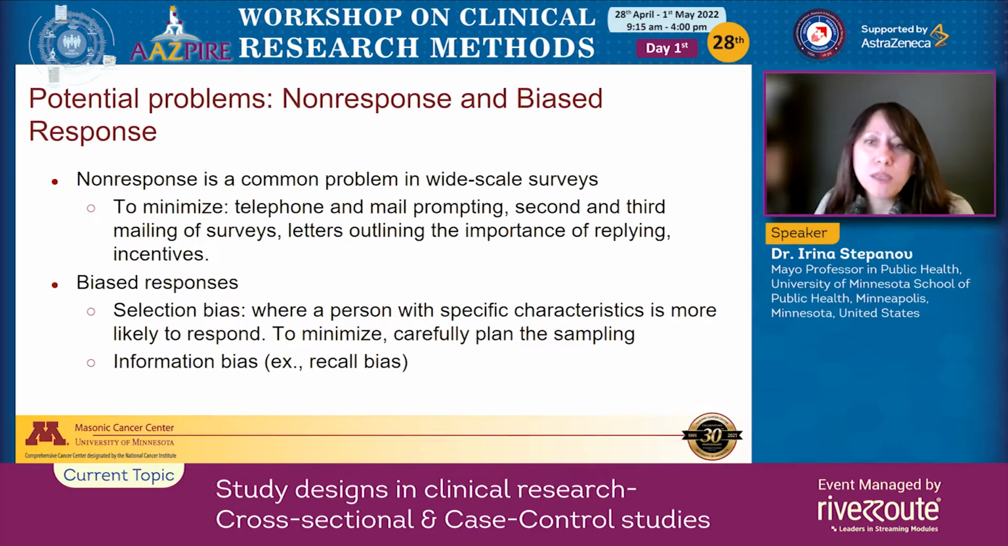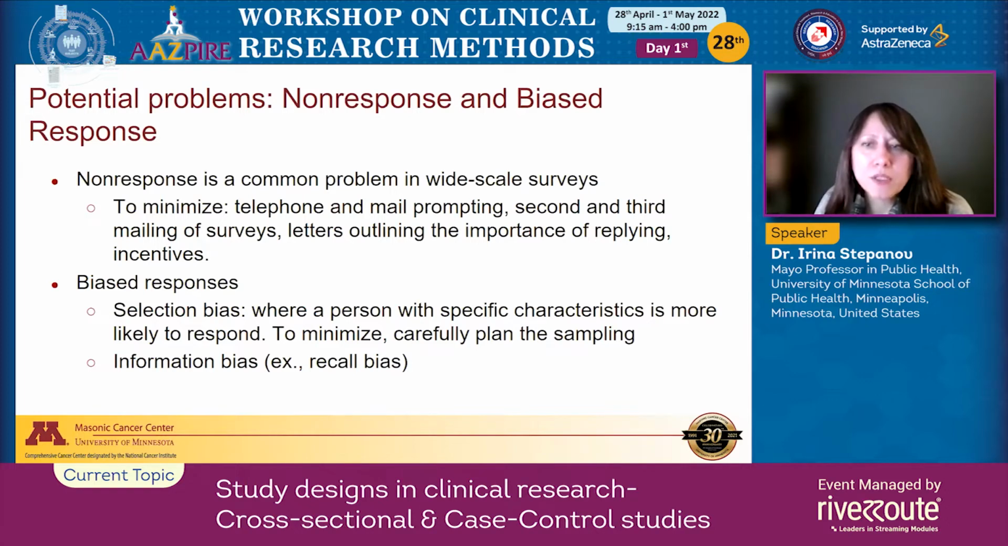So to minimize non-responsiveness, you can think about prompting, such as telephone calling or sending mail, reminding multiple times about the survey, about the participation, and so on. So the level of non-response is one concern, but the other concern is also biased response. It's kind of related to the first one, but a little different.